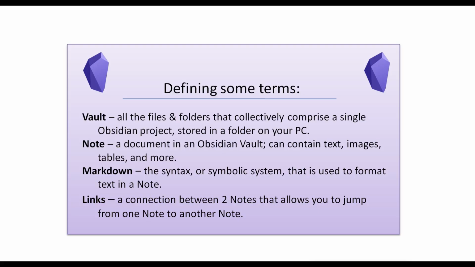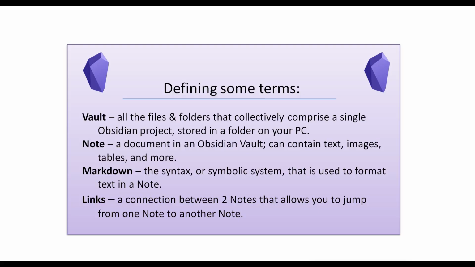The second term we need to define is note. A note is simply a document in an Obsidian vault. It can contain text, images, tables, and more. The note is the most important element in an Obsidian vault. Everything else in Obsidian is there to serve its notes.